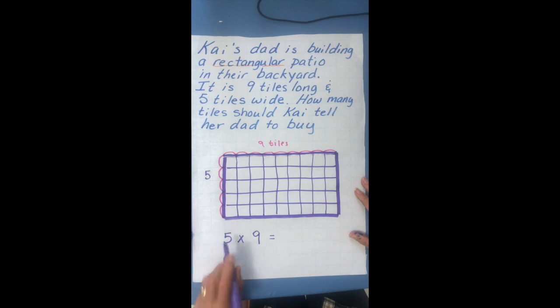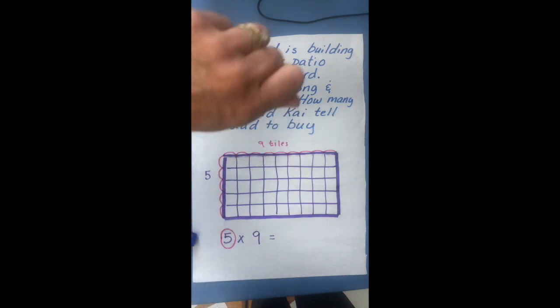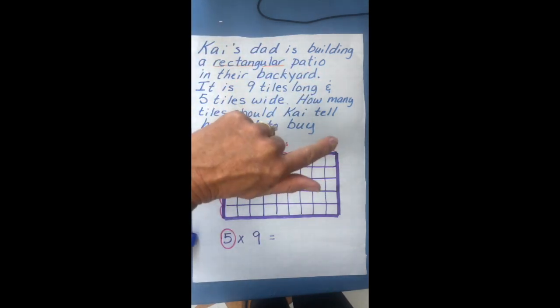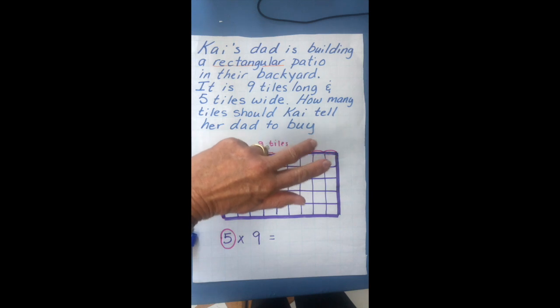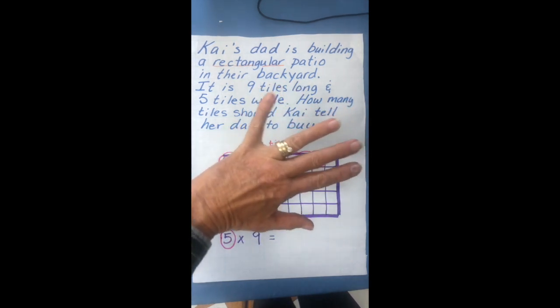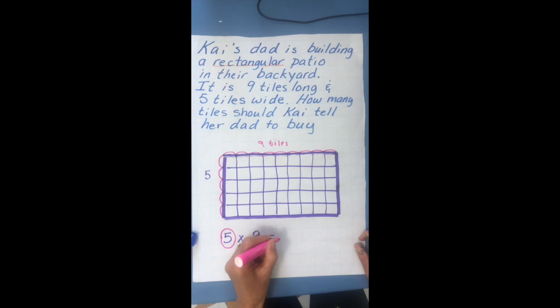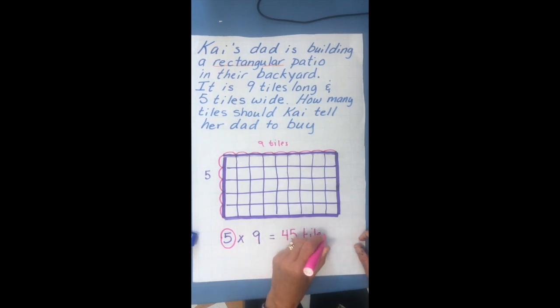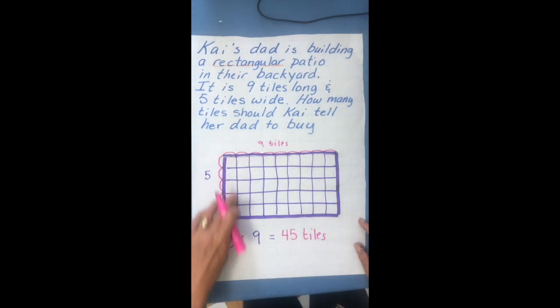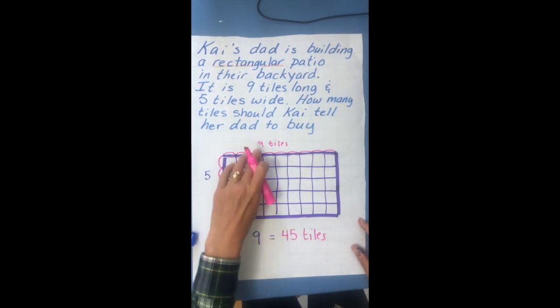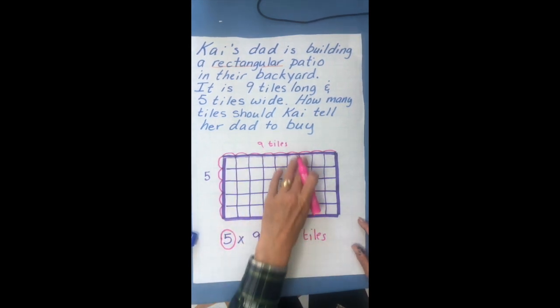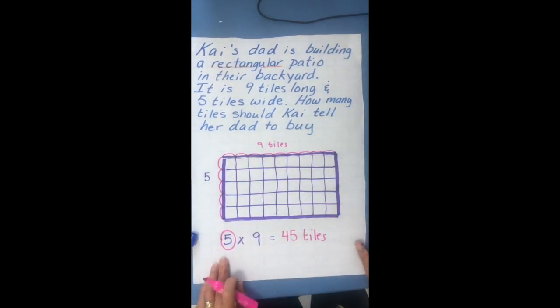So if I was going to count that up, I would remember that this is the fingers, and that's what I'm counting by, the skip counting song. So I'm going to count by 9s until I have 5 fingers. 9, 18, 27, 36, and 45. It looks like it should be 45 tiles. But I can just check by counting by 5s here. 5, 10, 15, 20, 25, 30, 35, 40, 45. And it looks like I've got it right.